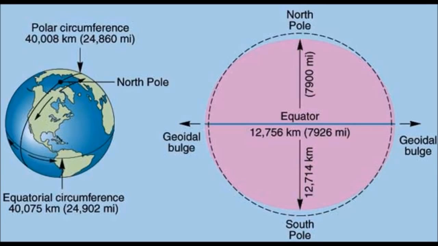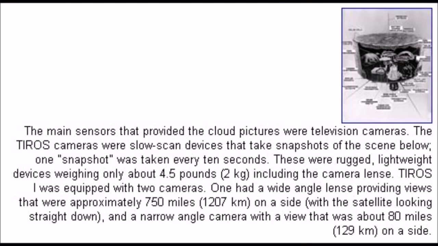each direction. The description of this sucker here: the main sensors that provided the cloud pictures were television cameras. The Tyros cameras were slow scan devices that take snapshots of the scene below. One snapshot was taken every 10 seconds. These were rugged, lightweight devices weighing only about 4.5 pounds, including the camera lens. The Tyros 1 was equipped with two cameras. One had a wide-angle lens providing views that were approximately 750 miles on a side, with the satellite looking straight down, and a narrow-angle camera with a view that was about 80 miles on a side.